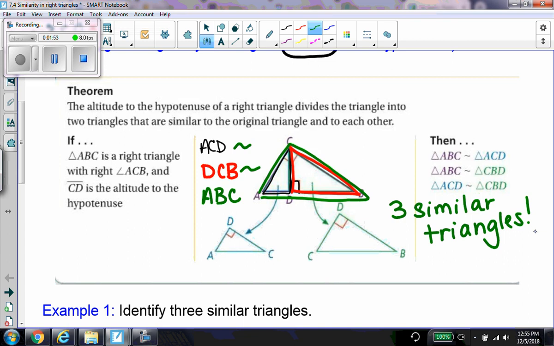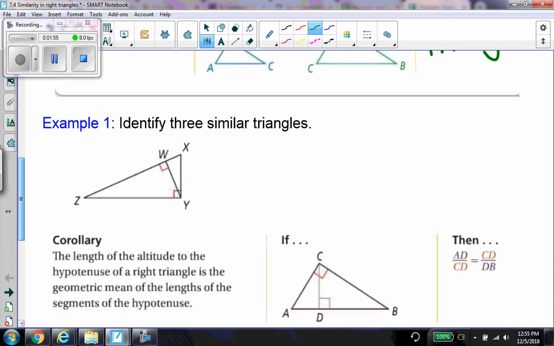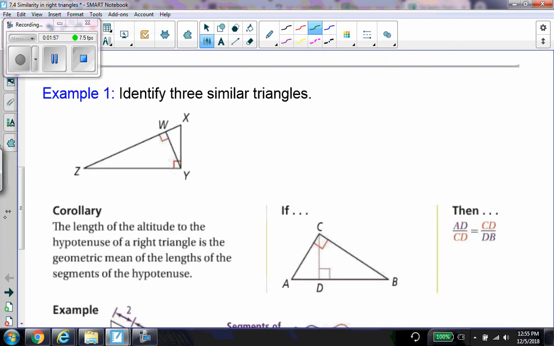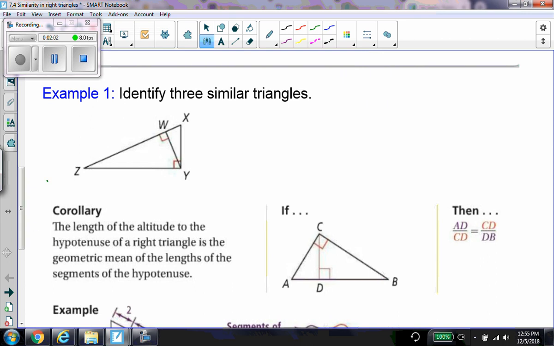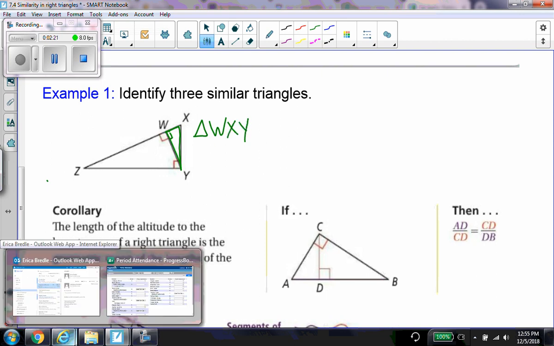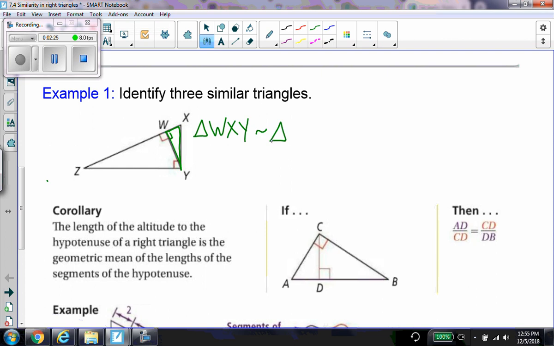All right. Okay, so first let's just make sure we can name these. Looking at this one, I'm going to start with the baby triangle, and I always like to start with the right angle, so I know I'm labeling them in the right order. So I'm going to start with W, go to the short leg, go to the long leg, okay? So WXY is going to be congruent.